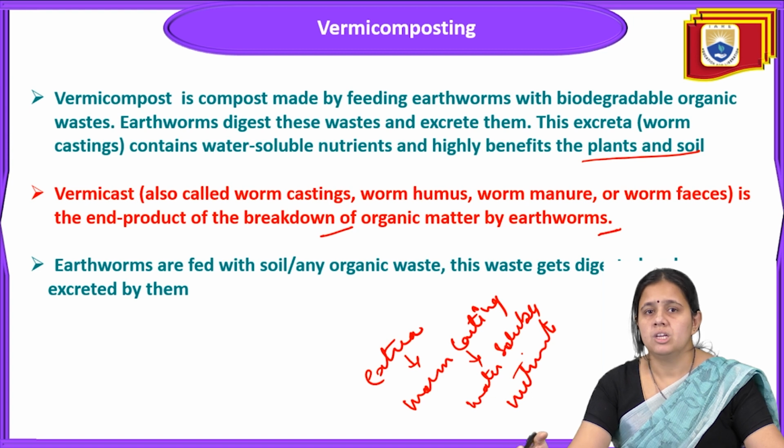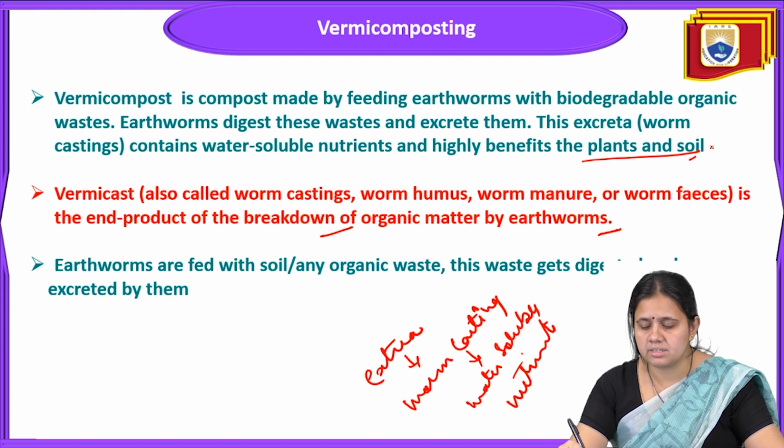Organic waste like kitchen waste, canteen waste, hostel waste, or restaurant waste is organic in nature. That waste is put into a pile, and earthworms are added to it. The earthworms degrade the waste and excrete, and that excreta is called worm casting. It contains water soluble nutrients that are highly beneficial to the plants and the soil.